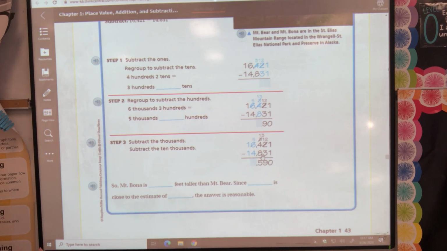This is Go Math, Chapter 1, Lesson 7, Subtract Whole Numbers.